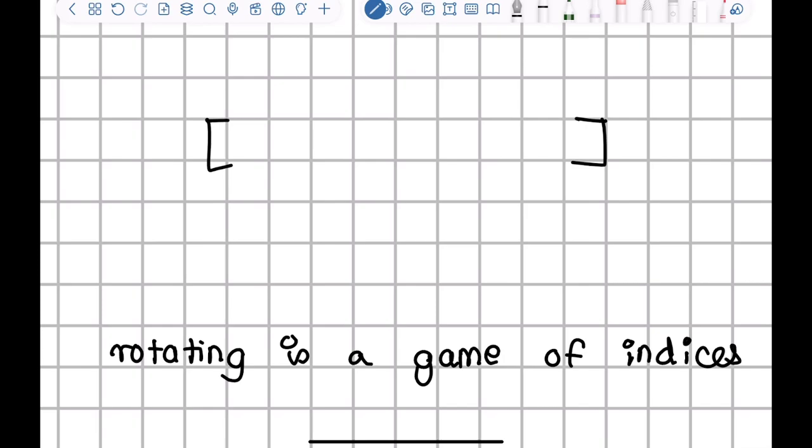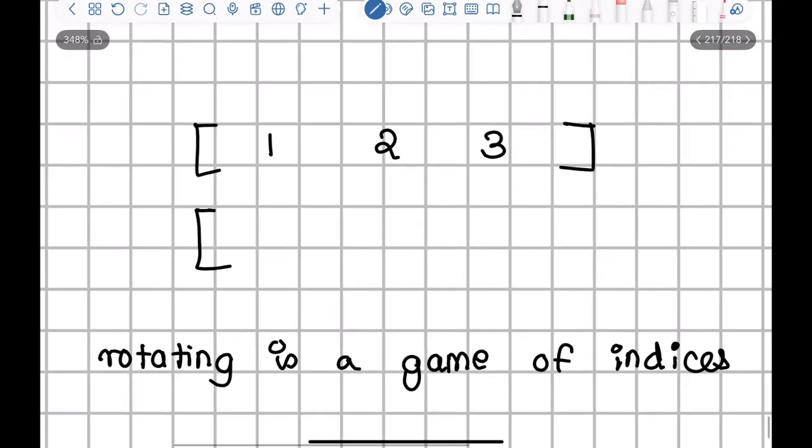You don't have to do manual labor. You have to think. All you have to do is think, right? So let's say I had 1, 2 and 3, right? So let's say this is my rotated array, this is my original array. Okay, now what are we doing?